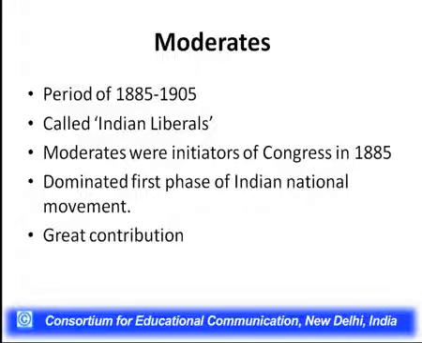So what we see during the moderate phase of the Indian national movement is that moderates raised a number of demands so that the colonial government could listen to them, and their politics was based on petition, prayer and protest, and that is why the extremist group of Congress called them armchair intellectuals and mendicants.